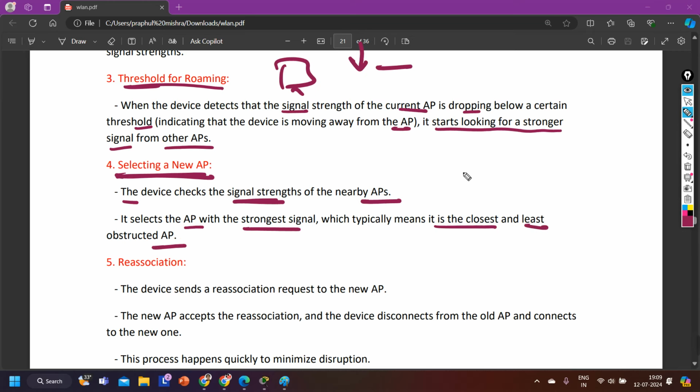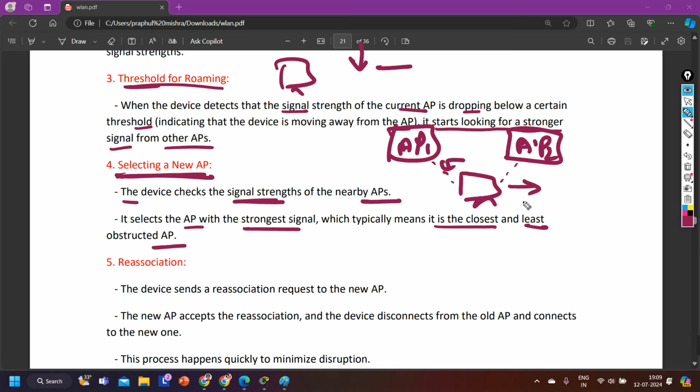So let's suppose here is the client machine, and guys, I have two APs, AP1 and AP2. Earlier AP1 was the closest to this device, but now the client machine is closest to AP number 2. That means the client machine will get a stronger signal from AP number 2, and the signal from AP number 1 will start dropping once the client starts moving away from AP number 1 and toward AP number 2. If you are nearest to the AP, that means the signal is strongest, right? So it selects the new AP with the strongest signal.